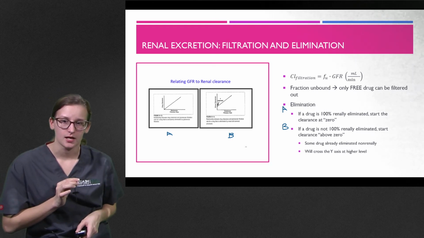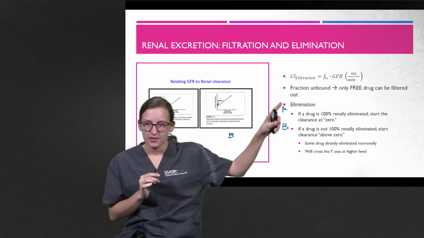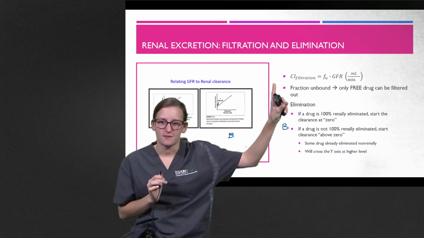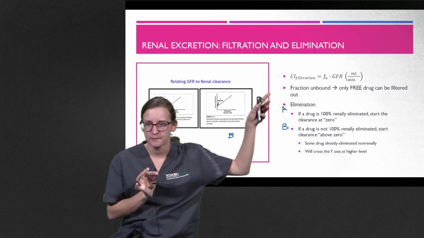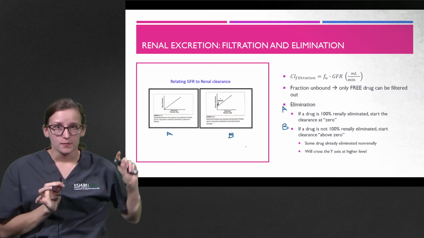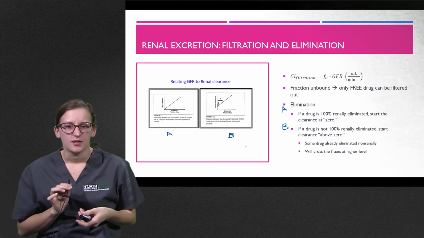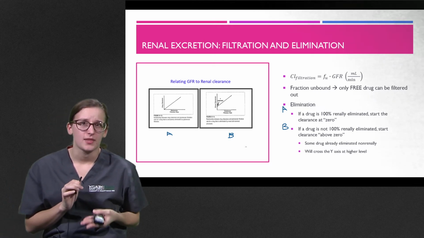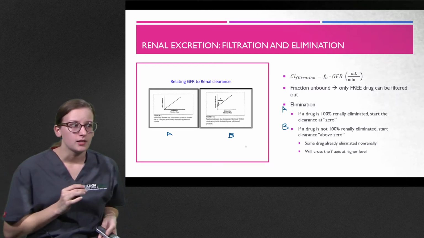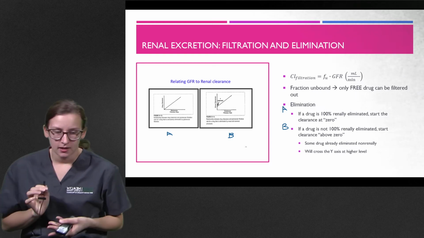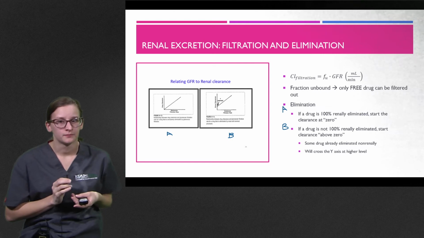So in terms of filtration and elimination, here's just a general equation. I think you're going to be given this, and I don't even think you're going to be tested on it, but that's just for completion. Just remember that the fraction unbound, the drug that is not attached to protein, is the compound that can be eliminated from your body. It's the only type of drug that can affect different parts of your body. If it's bound to albumin, it's not being excreted.